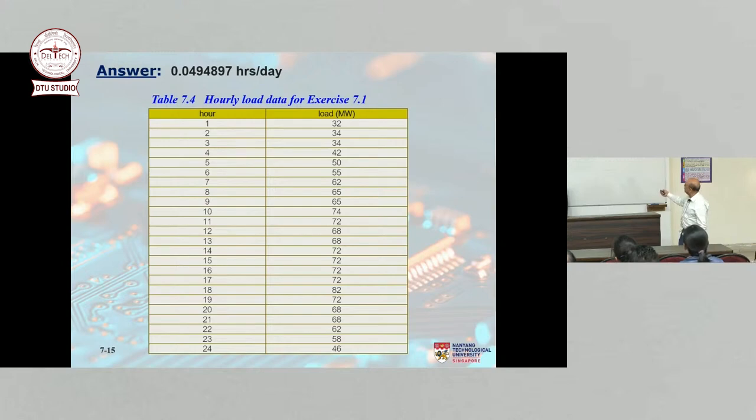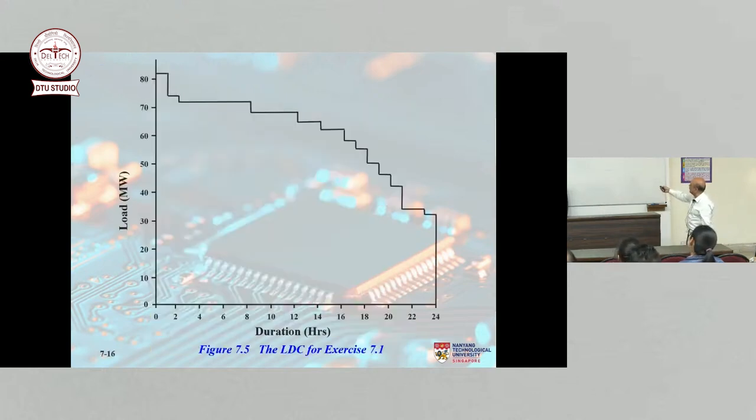Is it? Am I missing something? Oh, yes, 82, yeah. I'm not getting any younger. So 82 is the highest load and 32 is the lowest. So here it is, 82, you're right. 82 all the way down to something like 32 or 34, whatever it is.